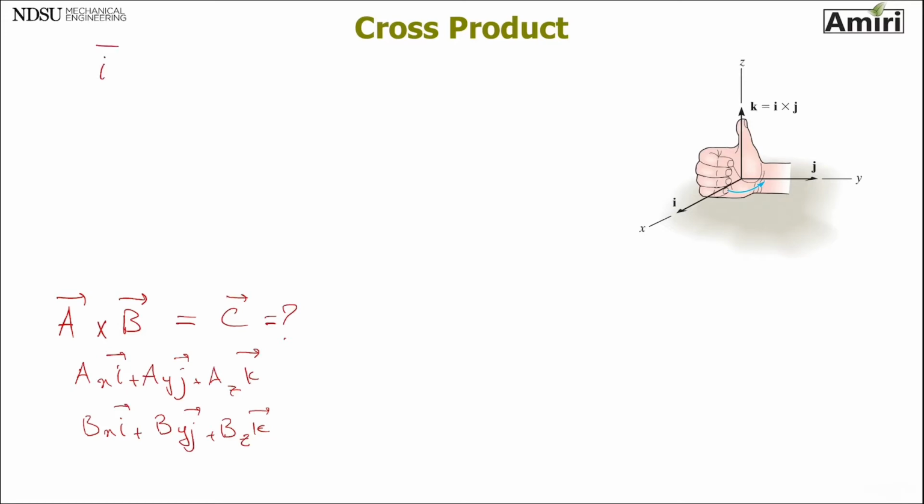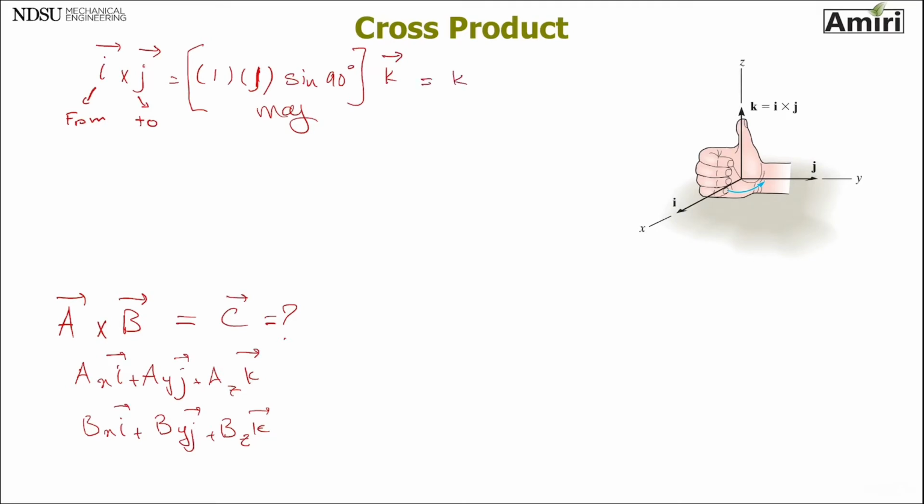So let's start. Let's see, I cross J. It will be the magnitude of I, magnitude of J, which is 1, these are unit vectors, times the sine of the angle between those two. What is the angle between I and J? It is 90. So this is the magnitude of it. The direction of it is by the right-hand rule, as you can see here. Curl your fingers from I to J, and your thumb is pointing to the direction. So the direction is this. So I cross J is going to result in K.